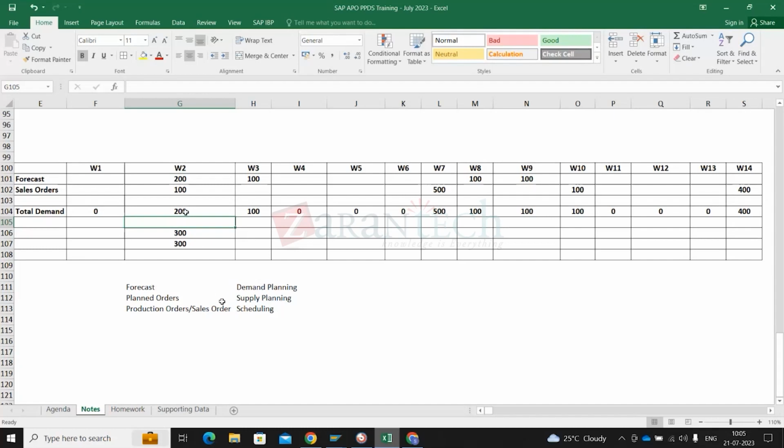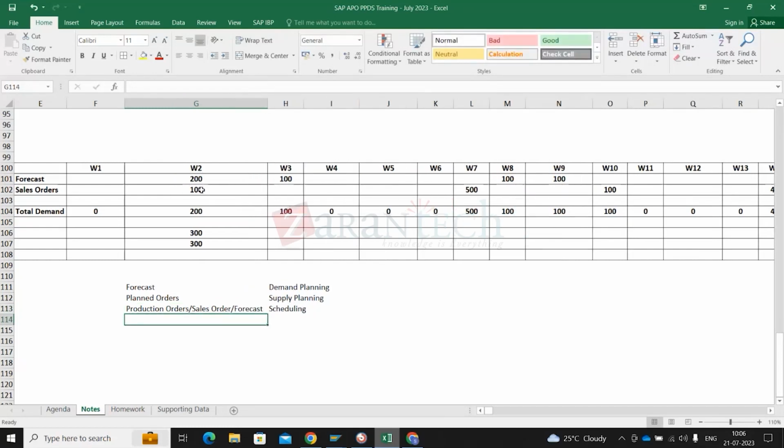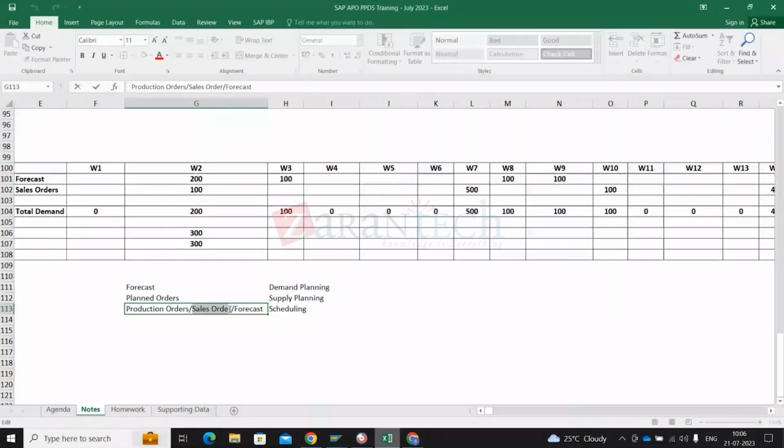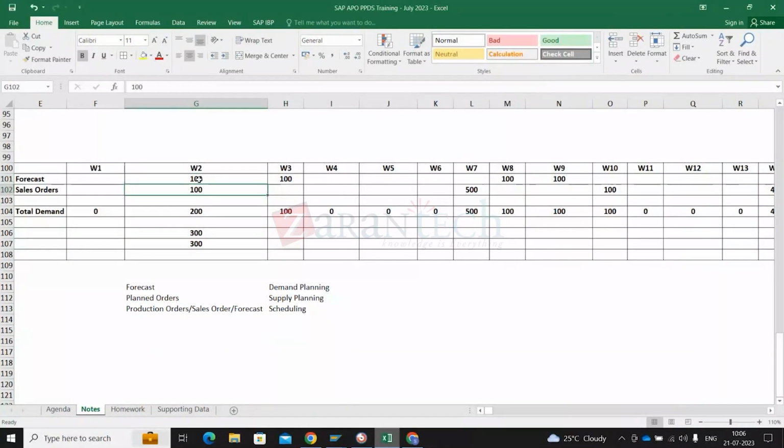So that 200 will have 100 of sales order and it will also have 100 of forecast. This is your wrong forecast accuracy, that you planned something and you actually got something else. So it is possible that it happens. So at the time of scheduling, you will have sales order as well as forecast. If you got 100 equivalent to 100, then there is no forecast because all the forecast is consumed by the sales order. So you got only sales order.